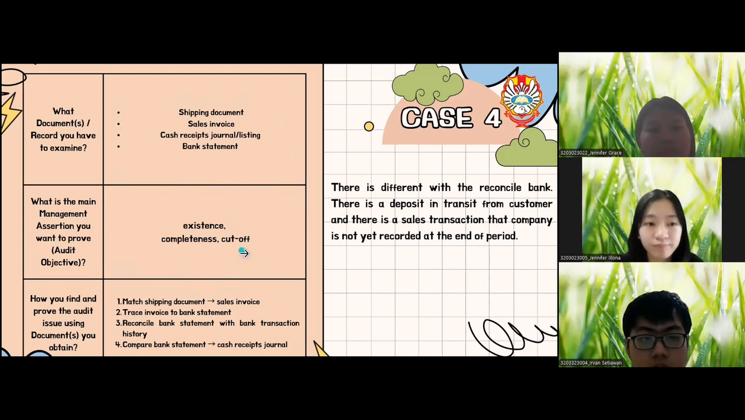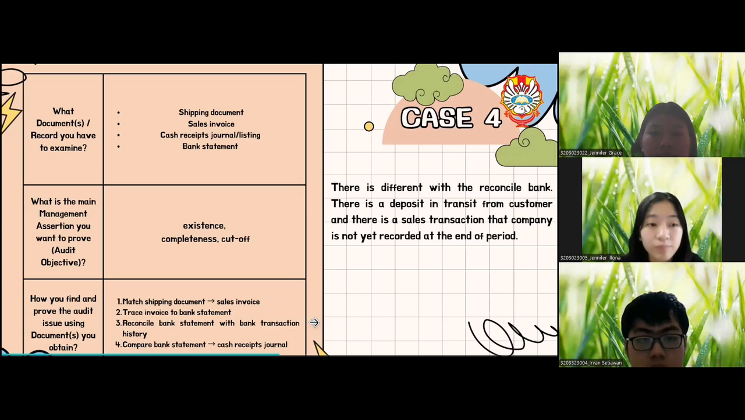So how do we do the audit based on the documents that we obtain? First, we need to match the shipping document with the sales invoice. If shipments happened, the transaction occurred. Then we trace the invoice to the bank statement. We need to check if the transfer is there, and if it is, it means the transaction exists. Then we reconcile the bank statement with the bank transaction history.